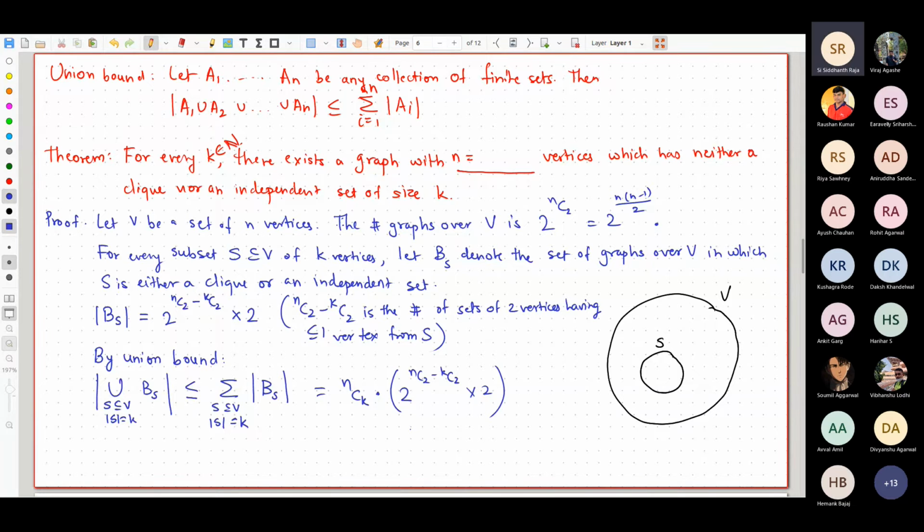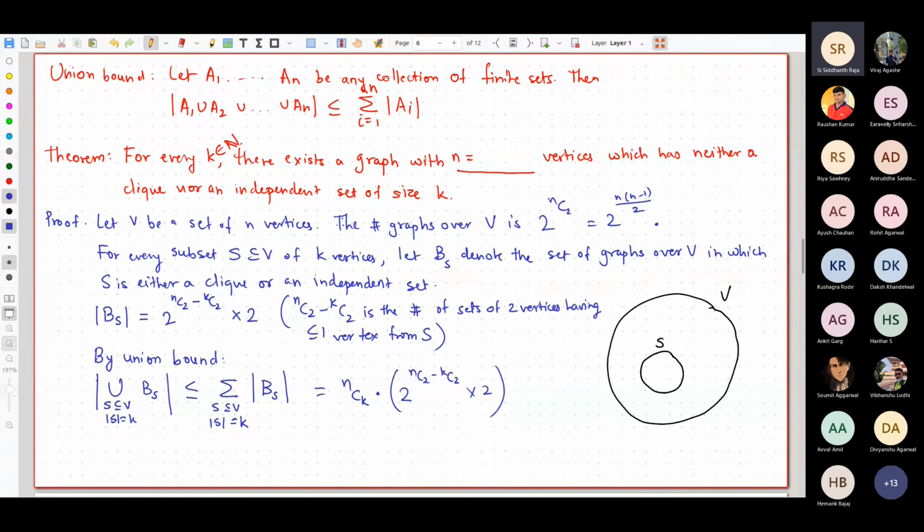So I couldn't understand how we derived this expression. Could you explain again the cardinality of B sub S? Okay. So how did you derive the fact that the number of graphs is 2 to the n choose 2?